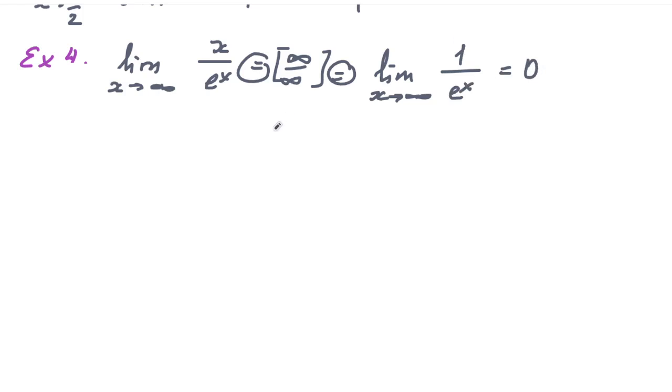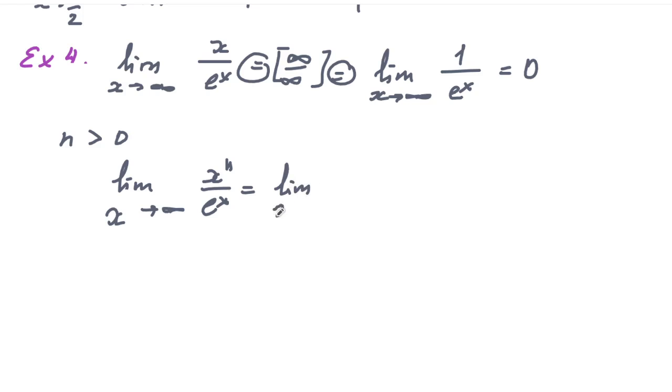Generally for any integer n greater than 0, limit as x approaches infinity of x to the power of n over e to the power of x will be 0 too, because the nth derivative of x to the power of n will be n factorial, and the derivative of e to the power of x n times will be e to the power of x, because the derivative of e to the power of x is e to the power of x, and we have constant over infinity, or just 0.